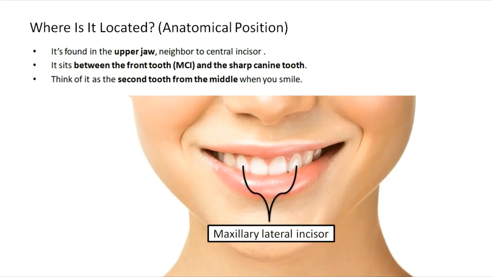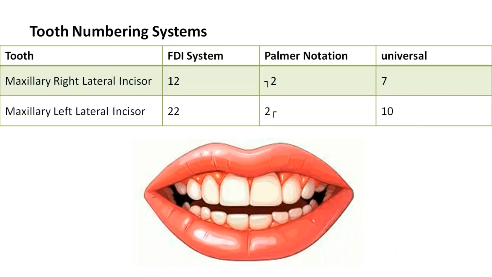Then we will discuss the tooth numbering system. The maxillary lateral incisor in the FDI system is 12 and 22. In the Palmer notation system it is 2 and 2 with different brackets. In the Universal numbering system it is 7 and 10.